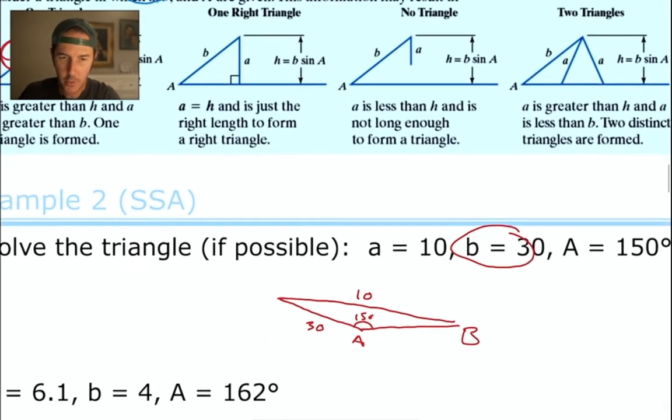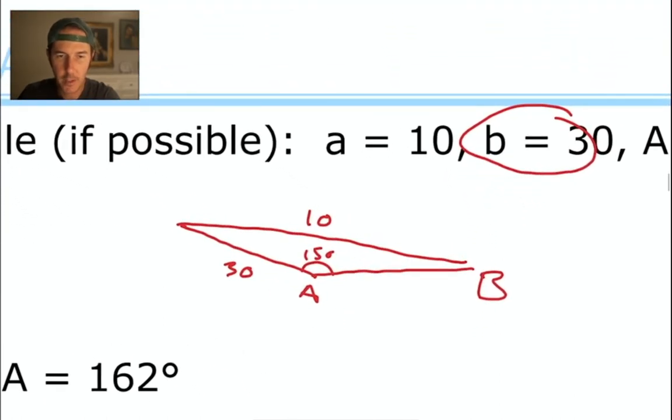Now, if I drew my angle measure fairly accurately at 150 degrees, it looks like 15 with a little symbol next to it. Can I erase that? There it is.